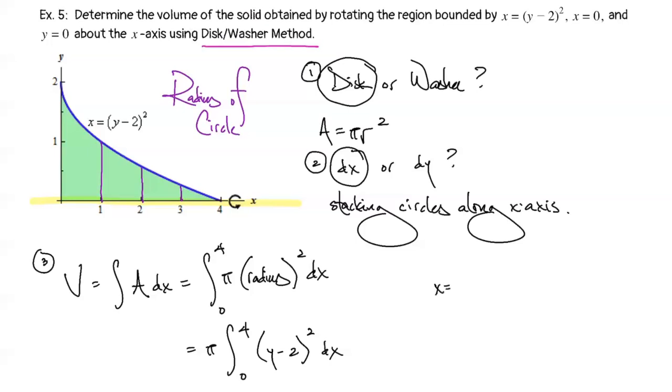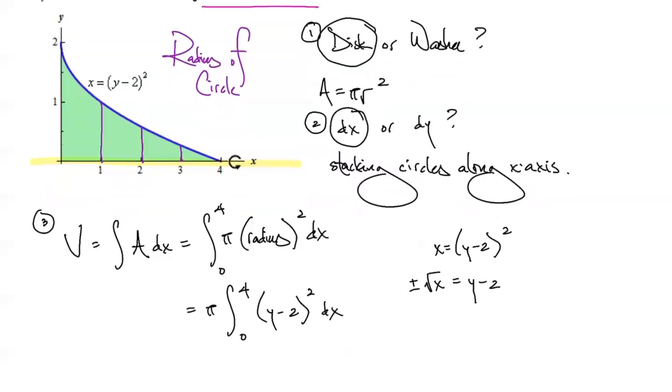We have x equals y minus 2 squared. I'm going to take the square root of both sides, but I know that I have plus or minus. Then I'm going to add 2 to both sides. y equals 2 plus or minus square root x.